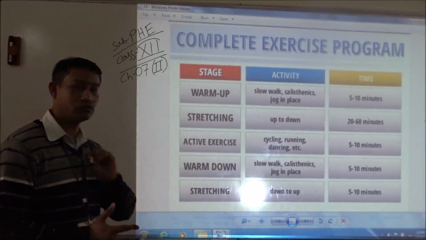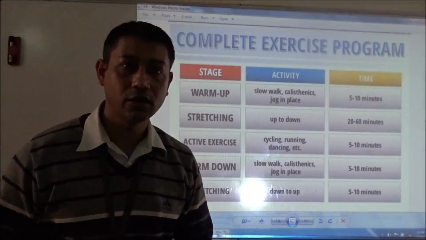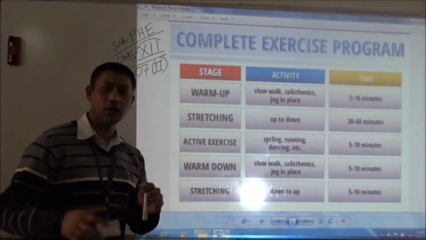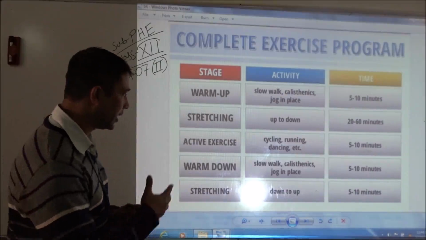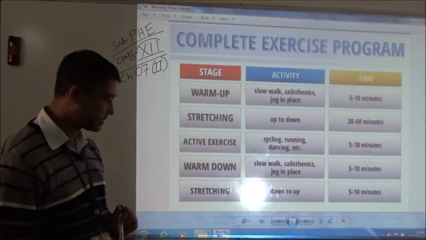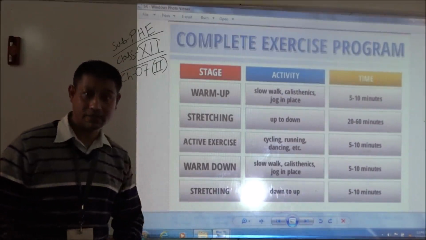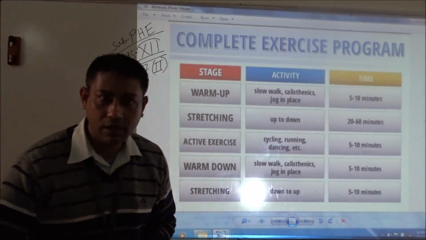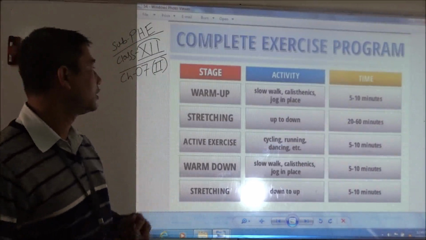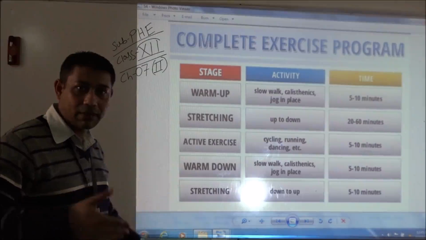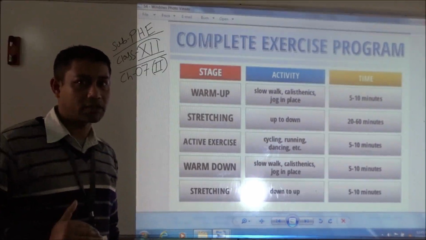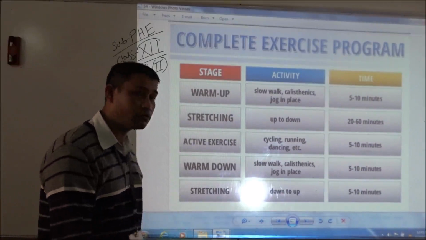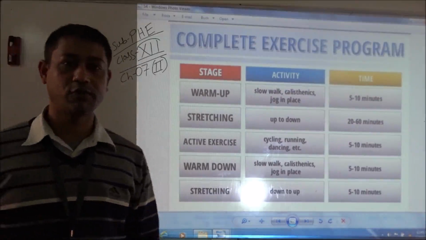Next, warm down, also known as cooling down or limbering down exercises, like slow walk, calisthenics, jog in place. It should also be carried out for 5 to 10 minutes. Next is stretching, meaning slow stretching, down to up, which is reverse. In warming up, whatever stretching we are doing is top to bottom. But in limbering down, we are doing the stretching from down to top, reverse. It is also for 5 to 10 minutes.